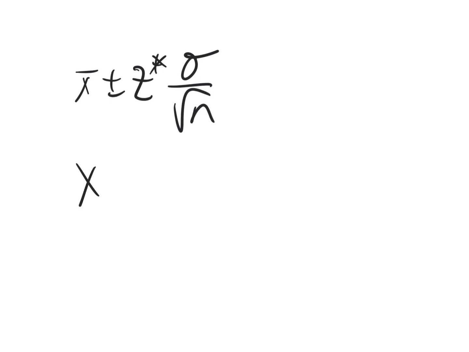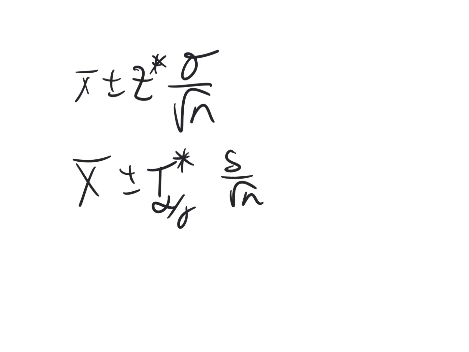So what affects the margin of error? Well, whether we're working with means and standard deviations, we do z star times the standard deviation for the population divided by the square root of n. Or if we're working with the t-distribution, t star with alpha divided by 2 degrees of freedom, and then the sample standard deviation divided by the square root of n.